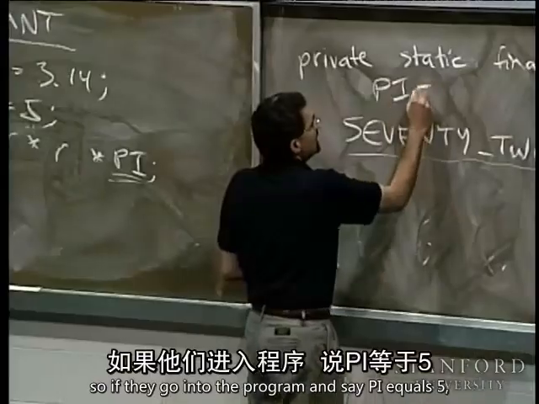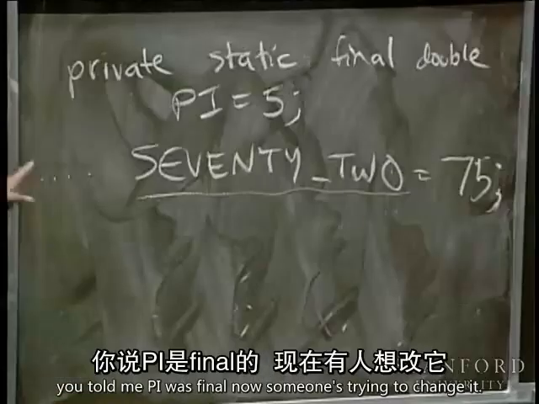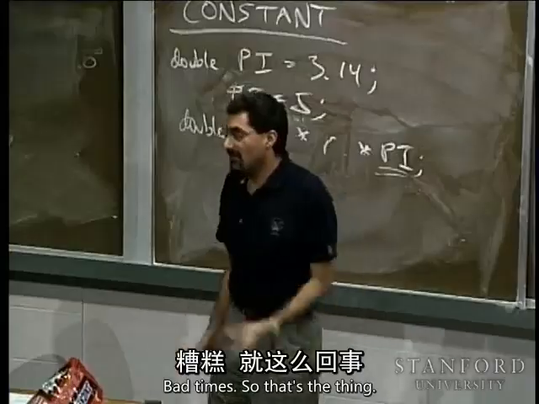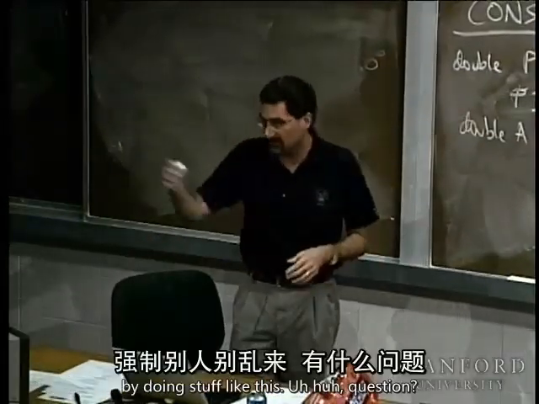So if they go into the program and say pi equals 5, when they try to compile, the compiler will say, you told me pi was final, now someone's trying to change it. Bad times. So that's the thing. You always want to force other people to also have good practice by doing stuff like this.